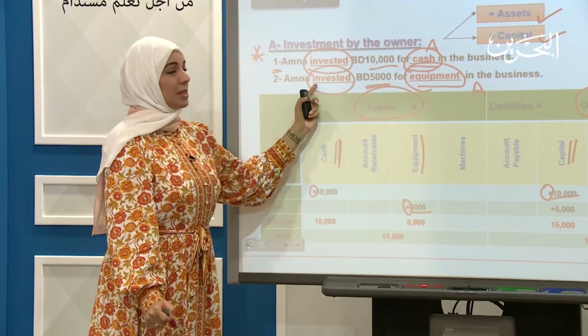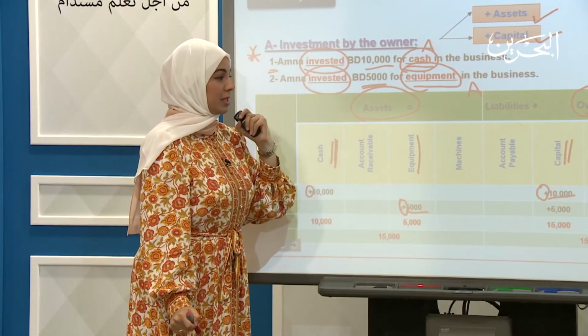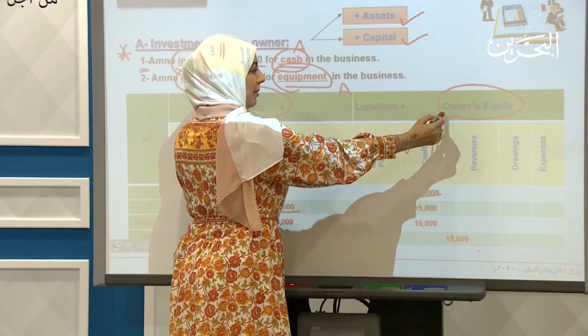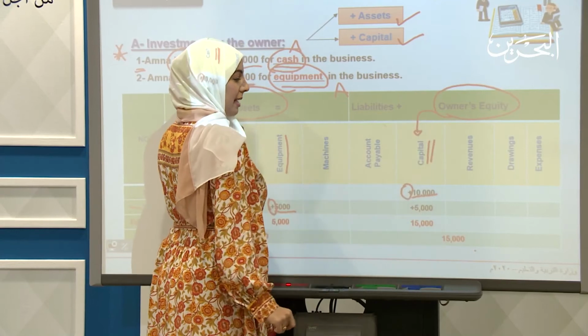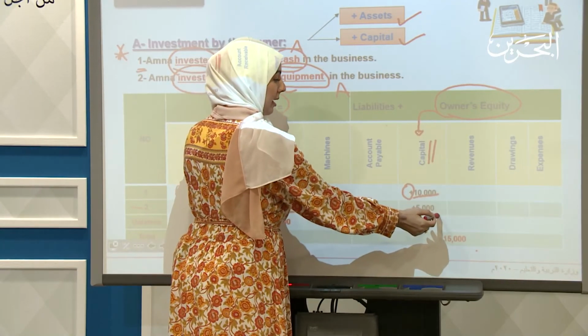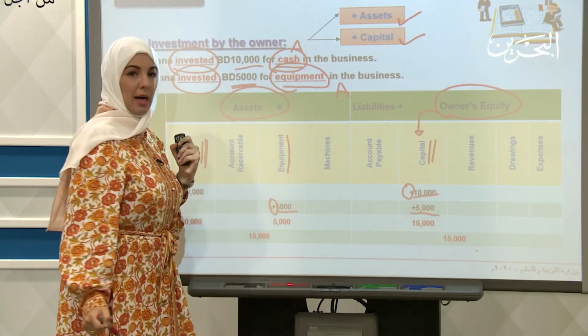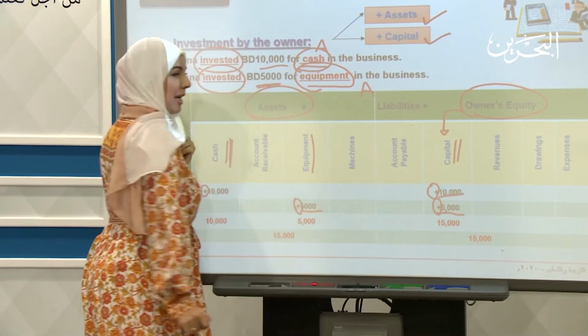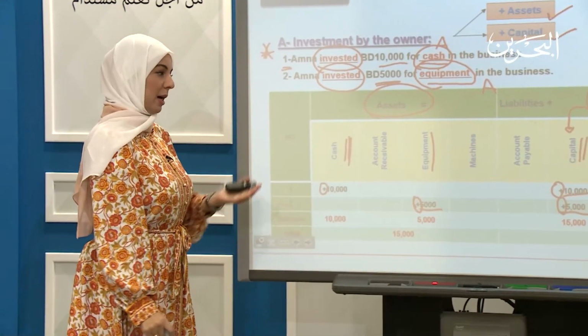The effect of investment will affect the capital of the company. So I will move to the owner equity under the capital section, and I will increase it in transaction number 2 by 5,000. And be careful, you should put the sign of a plus to show that the account will increase.